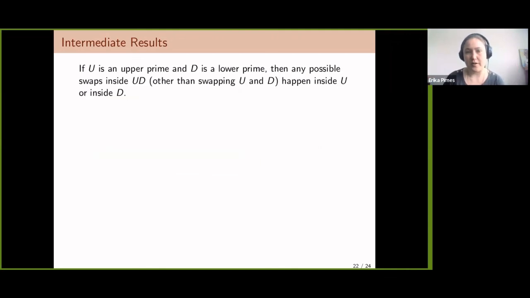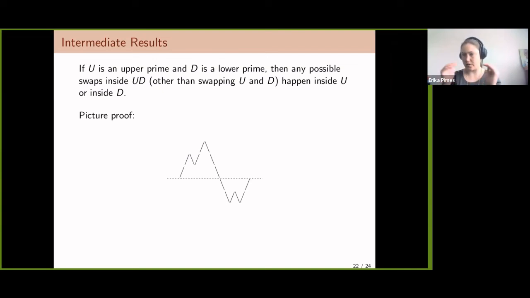Okay. So I think this is the last intermediate result before my main result. If U is an upper prime and D is a lower prime, then any possible swaps inside UD, other than the obvious swap of U and D, happen inside U or inside D. And this is a very short picture proof. We have an upper prime first going up, and a lower prime first going down. Now, what does a swap mean?